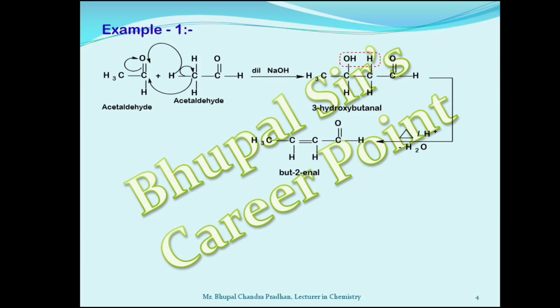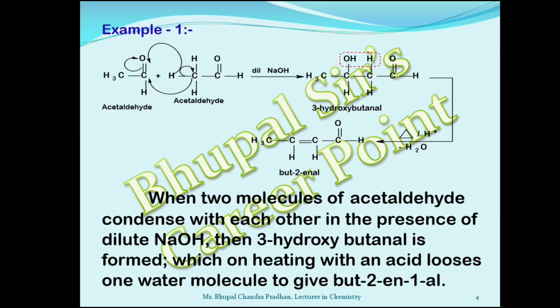but-2-en-1-al or simply but-2-enal. In statement we have to write down: when two molecules of acetaldehyde condense with each other in the presence of dilute NaOH, then 3 hydroxy butanal is formed, which on heating with an acid loses one water molecule to give but-2-en-1-al.